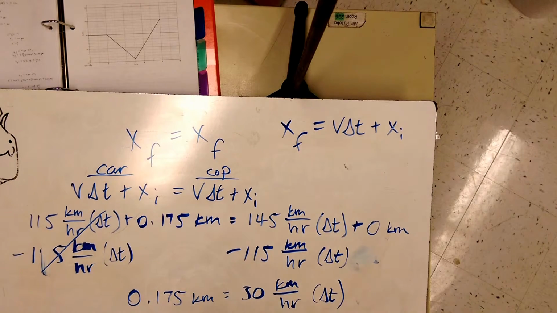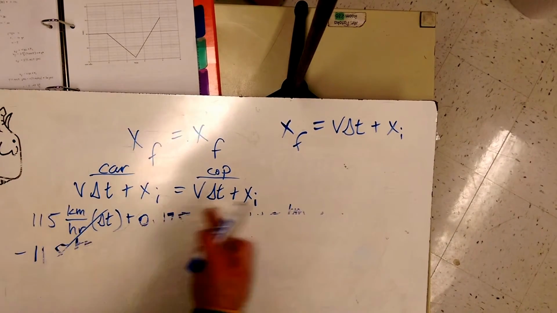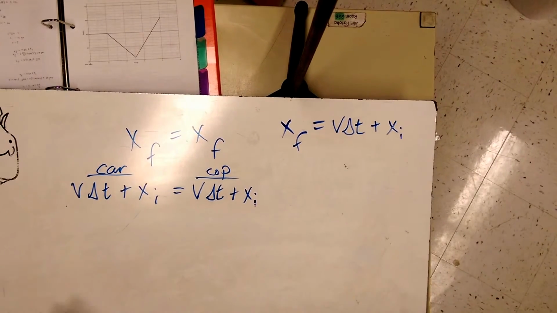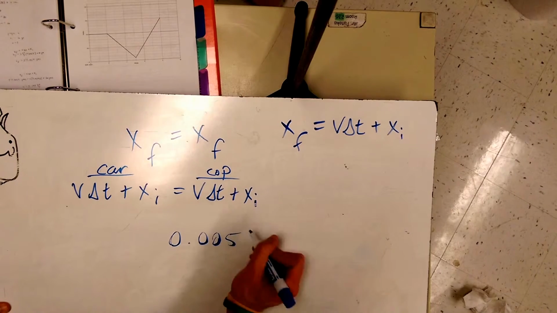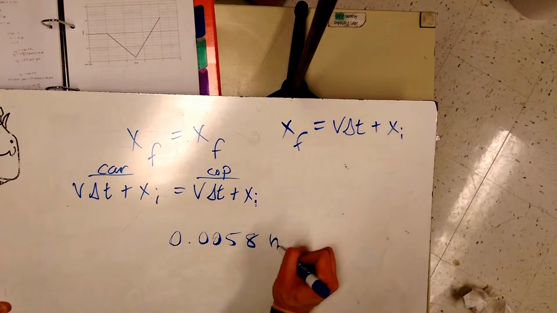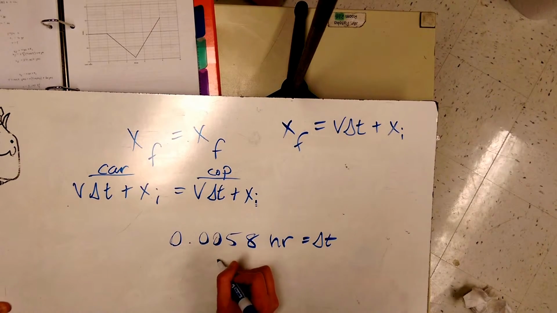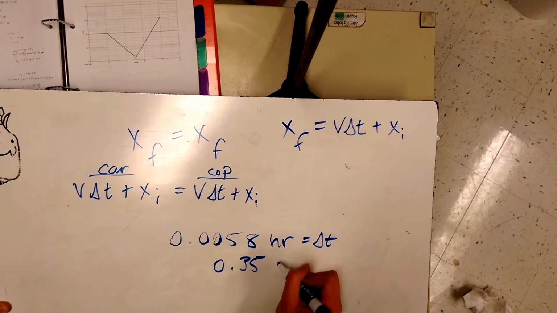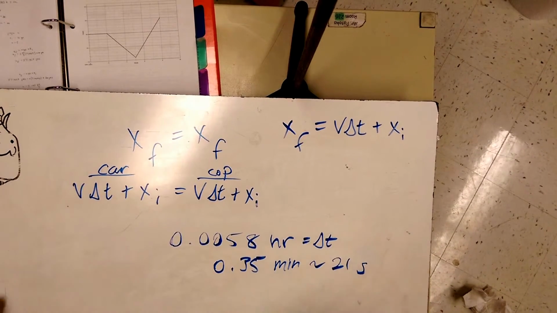You're going to get an answer in hours. Our answer in hours, we get 0.0058 hours equals our delta t value, which in this case is the equivalent of 0.35 minutes, or about 21 seconds. So that's how we would solve that problem.